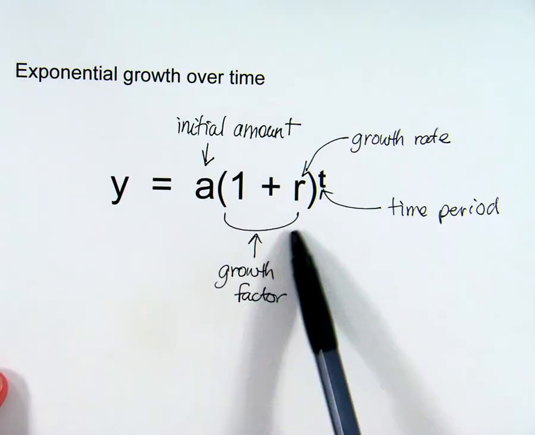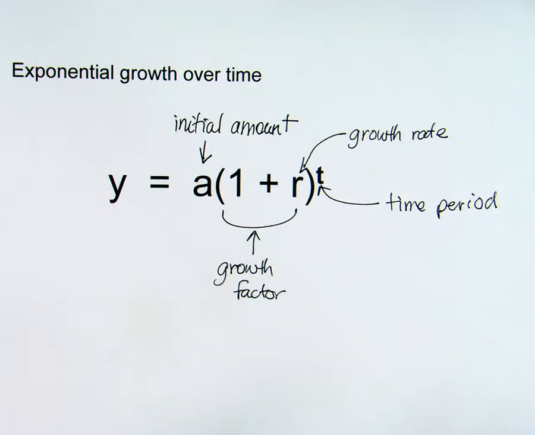The initial amount is here. The growth rate is r. That's typically going to be a percentage. In our previous example, that would have been 10%, the annual growth rate. Add it to 1, and then raise it to the time. For this particular form, the time can be in any units. It's typically in years, but it can be in other units as well. And that'll be fine as long as you're consistent with it.